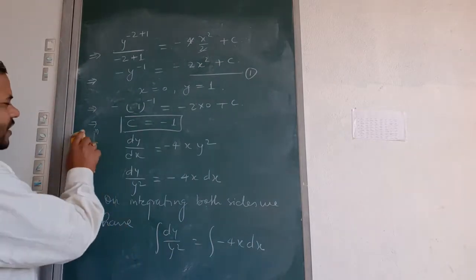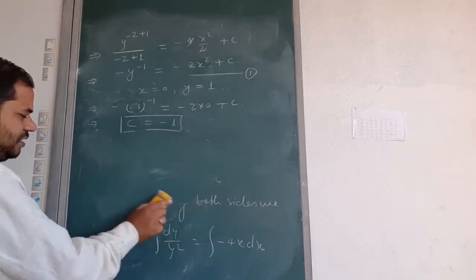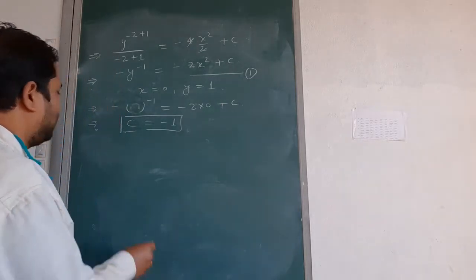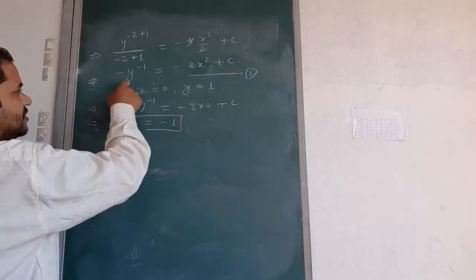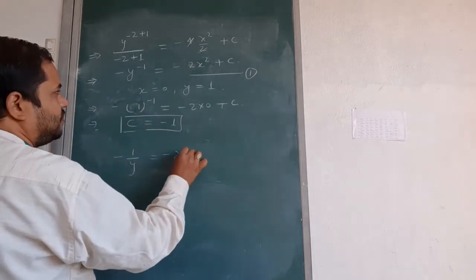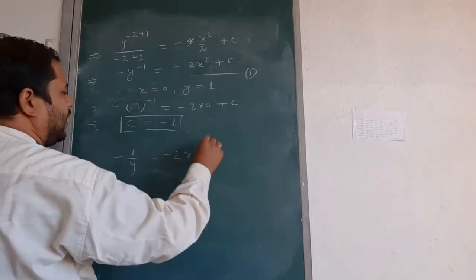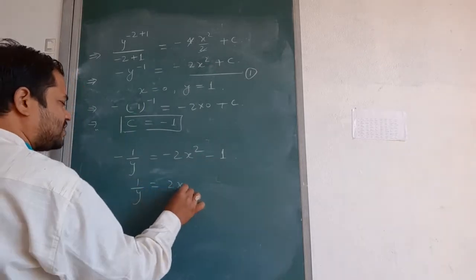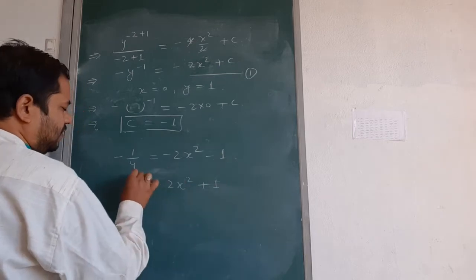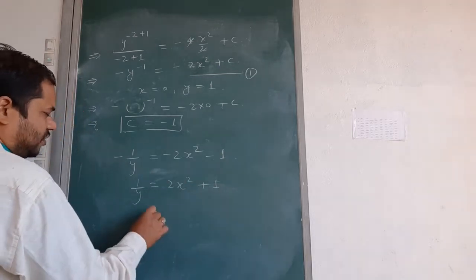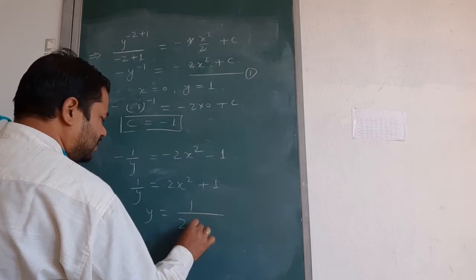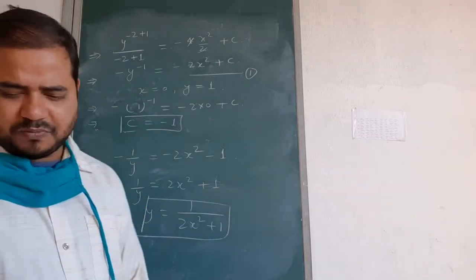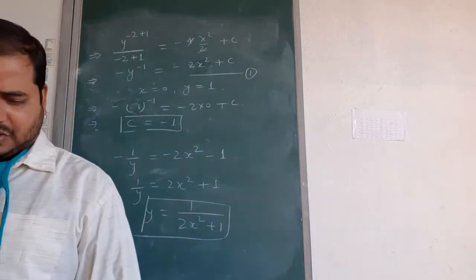If we put this value in the equation, we have the solution: minus 1 upon y is equal to minus 2x square minus 1. So 1 upon y is nothing but 2x square plus 1. You can write it like this, or y is equal to 1 upon 2x square plus 1. This is the solution of the above given differential equation.